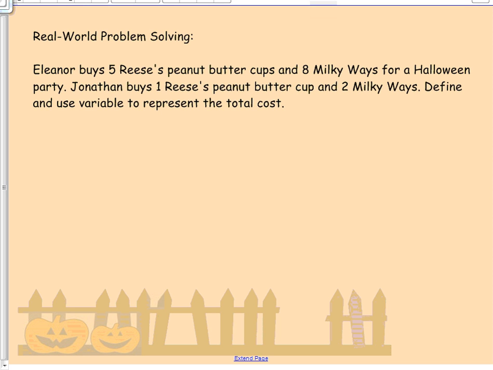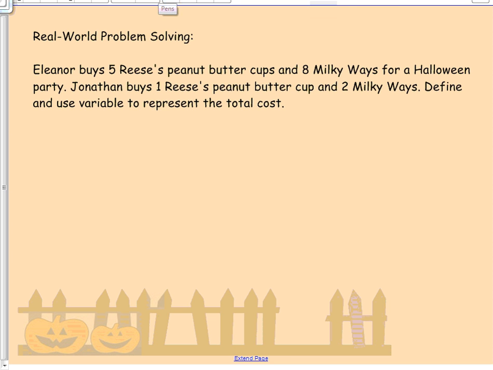All right, now to transition over, we are going to talk about some real-world problem-solving things real quick. When we're talking about using variables to represent numbers, we often talk about that in creating equations for actual problems, word problems. So we have Eleanor buys 5 Reese's peanut butter cups and 8 Milky Ways for a Halloween party. Jonathan buys 1 Reese's peanut butter cup and 2 Milky Ways. Define and use a variable to represent the total cost.